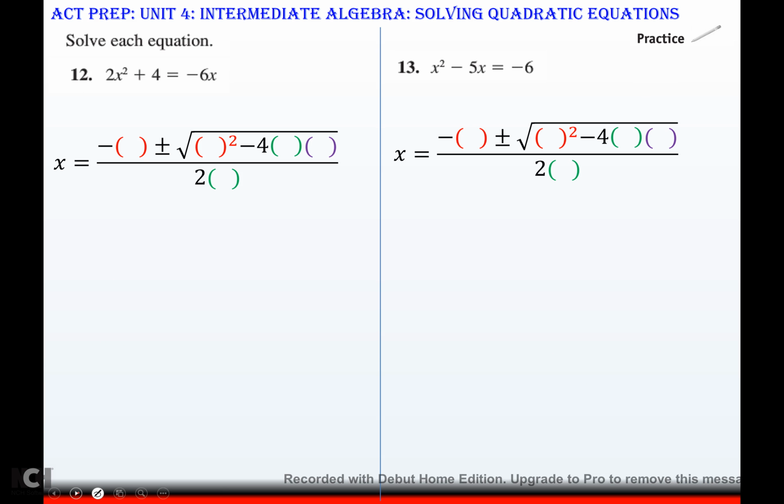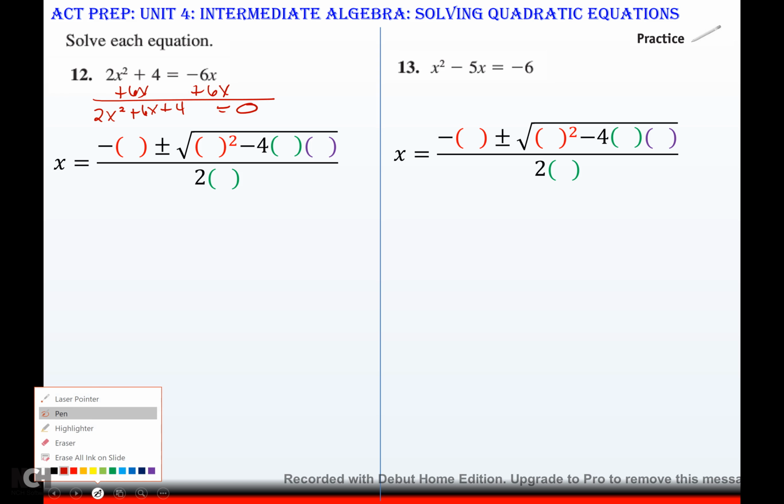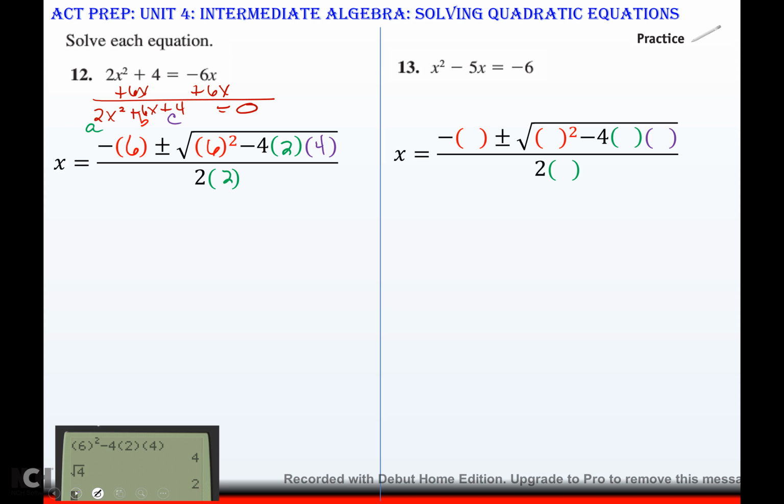Alright, number 12 is not in standard form, so I'm going to add 6x, that gives me 0 over there, 2x squared plus 6x plus 4, which tells me that b is 6, that a is 2, and c is 4. Typing just what's underneath, 6 squared minus 4 times 2 times 4 is 4. So I have x equals negative 6 plus or minus the square root of 4 all over 4.